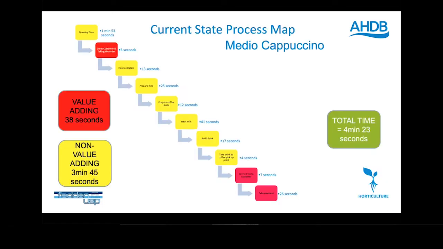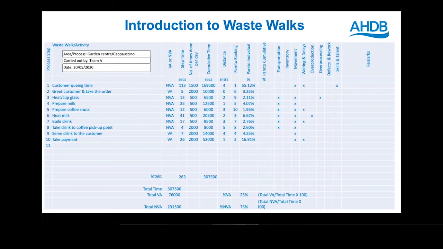So just, again, picking up on that cappuccino example that we went through before. So that's the reminder of what the process map looks like with all the process stages on. And then this is where we've converted it onto the actual waste walk itself. So that's where we've got the data to populate this waste walk. So this is what I've just been talking you through basically as the detail behind the waste walk itself. So hopefully that's clear.